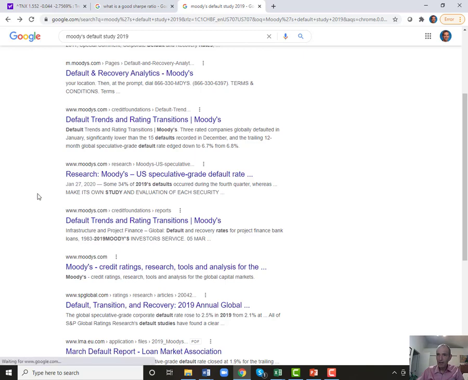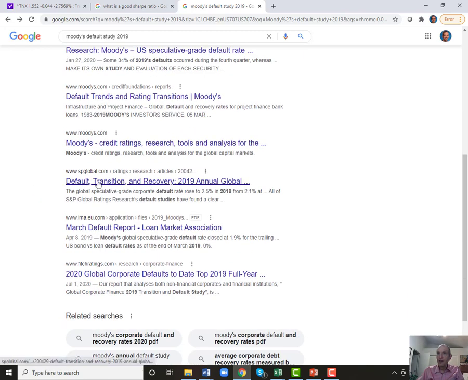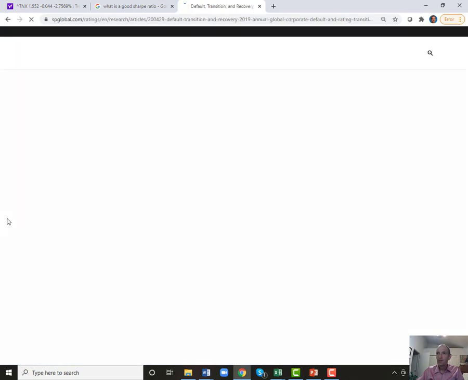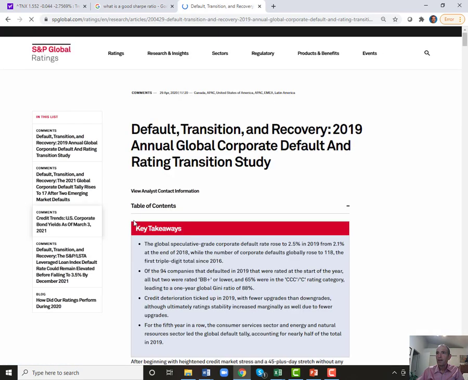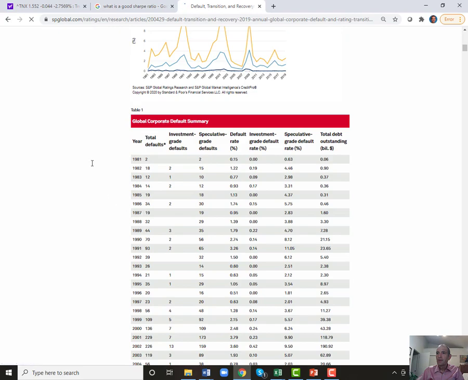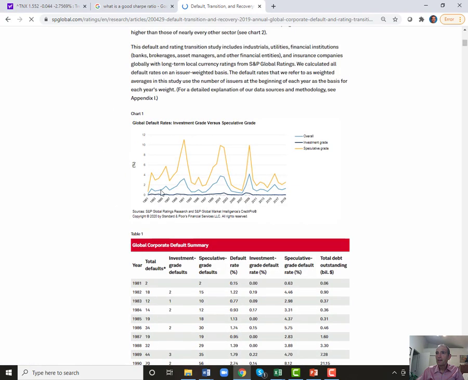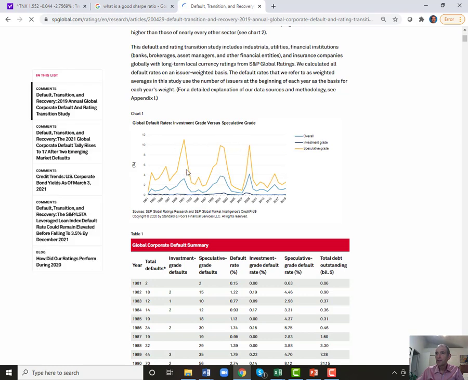You want the actual report. Here's the transition recovery, which is a great chart. So look at all this data that they give you. Here's the default rates. You can see for investment grade, very, very, very low. Overall is heavily influenced by high yield, as you can see, and then speculative grade, you can see it. And you look back at the 2008 crisis, it jumped up.